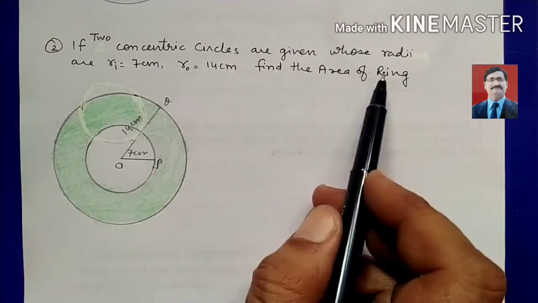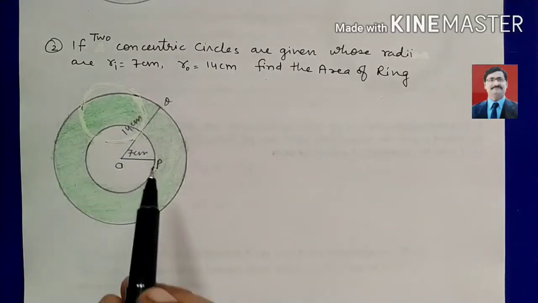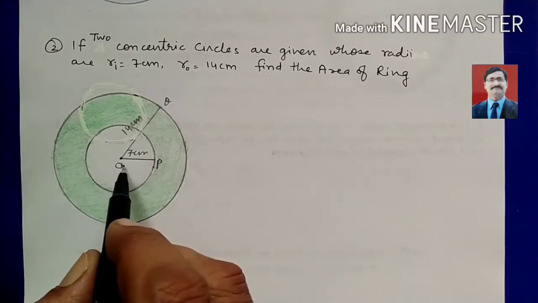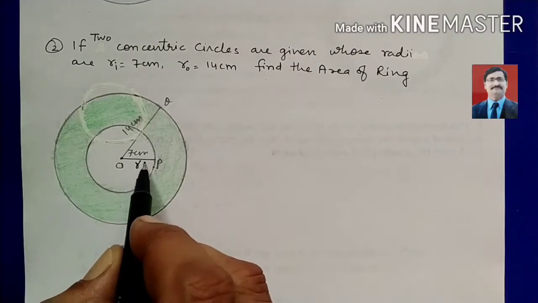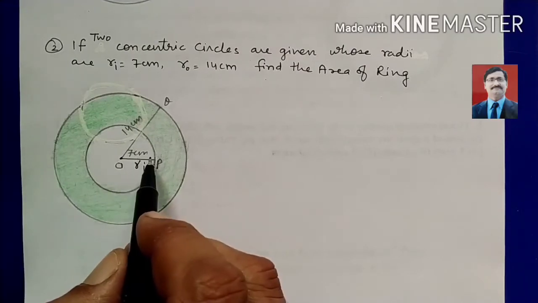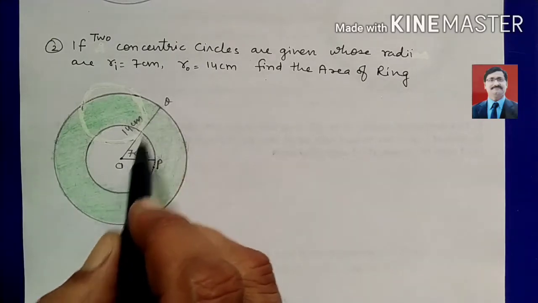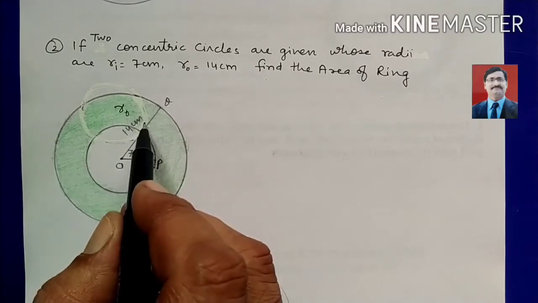Find the area of the ring. Look at this green color ring that is formed. Here, concentric means the center is the same for these two circles. This OP is the inner radius, that is Ri, and it is given as 7 centimeter, and OQ is the outer radius, which we represent as Ro, and this is 14 centimeter.